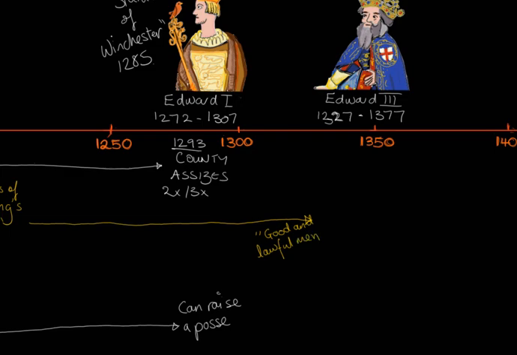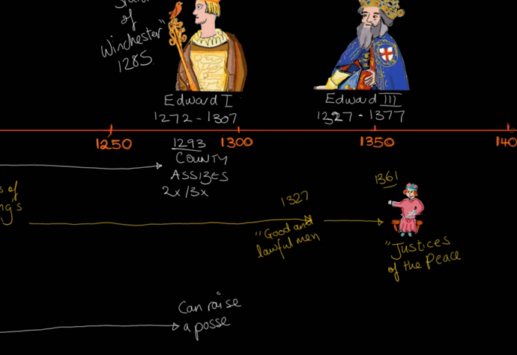And by the year 1361, I keep on getting the wrong century, so that's 1327, this is 1361, these are known as justices of the peace, and they are basically from the local area, people who act as magistrates in the courts. And they're known as JPs for short. This is a really successful system that actually continues right up until the 1970s. So we now have JPs.